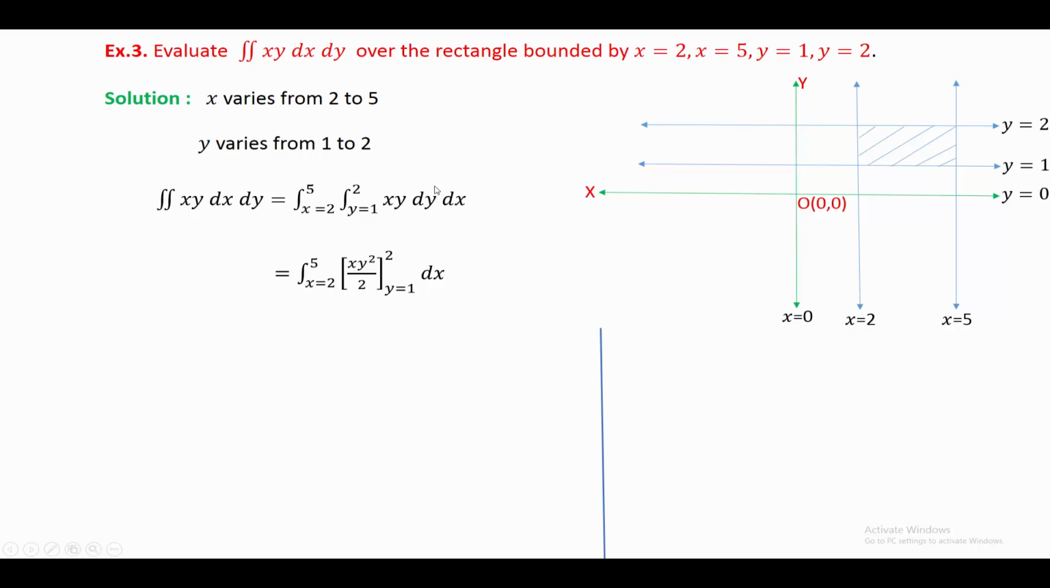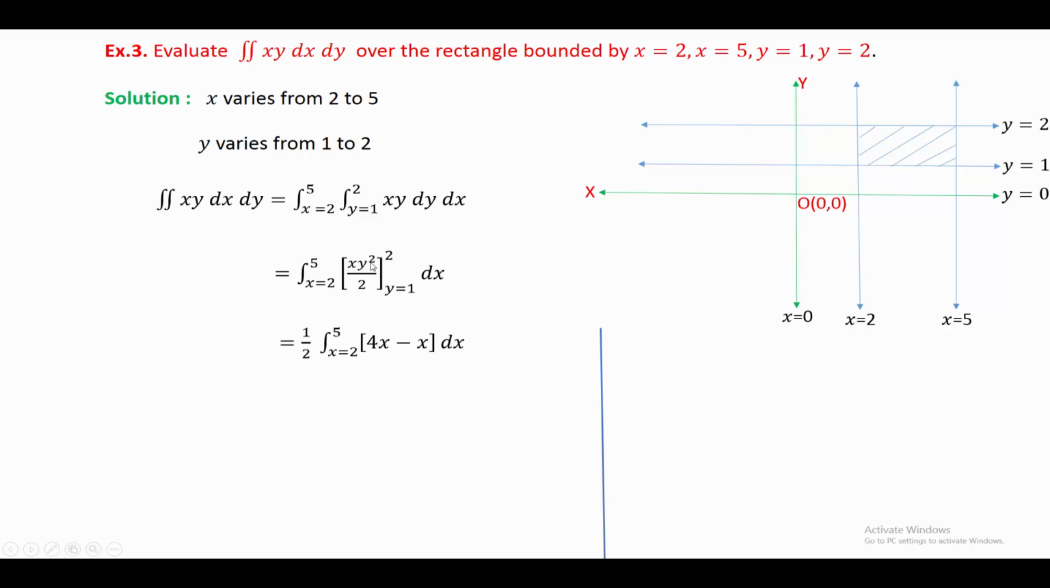Therefore, it equals the integral, x varies from 2 to 5. Now integrating with respect to y, x times the integration of y is y square by 2, with y varying from 1 to 2, dx. Now first put the upper limit, then put the lower limit. So it equals 1/2, a constant out of the integration, the integral x varies from 2 to 5, inside the bracket x, first put the value of y as 2.